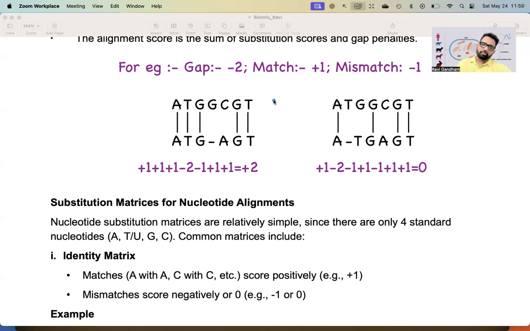Hello everyone. We have discussed in our previous lecture about aligning two sequences and assigning a score to each of these matches, mismatches, and gaps. Now, assigning a score follows certain scoring schemes. For this, you have different substitution matrices for nucleotide alignments and different substitution matrices for protein alignments. In this lecture, we will discuss substitution matrices for nucleotide alignments.